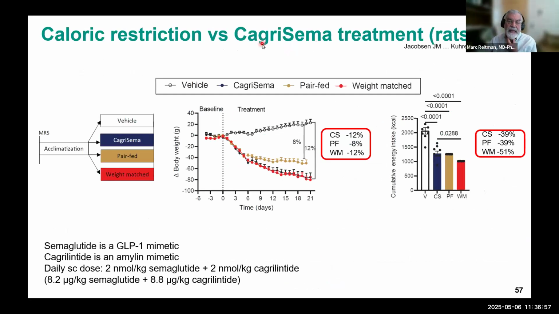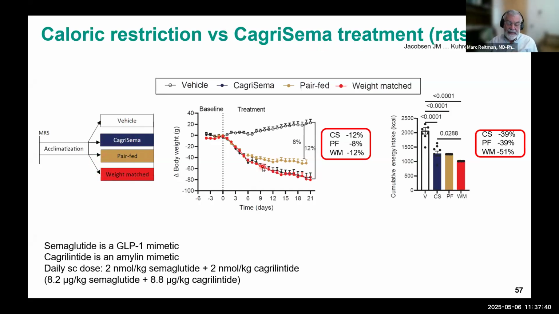So what Rune's group did was use the combination of cagrilintide, which is an amylin mimetic, and semaglutide, which is a GLP-1 mimetic, a GLP-1 agonist, and treated diet-induced obese rats with this drug, which is called CagriSema, compared to vehicle treatment of those diet-induced obese rats, and compared to rats pair-fed to the reduced food intake of the CagriSema-treated rats. And the magic of this study was actually a weight-match group where rats were further underfed to match the body weight of the CagriSema-treated rats.